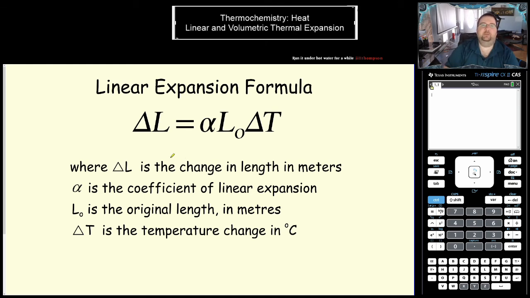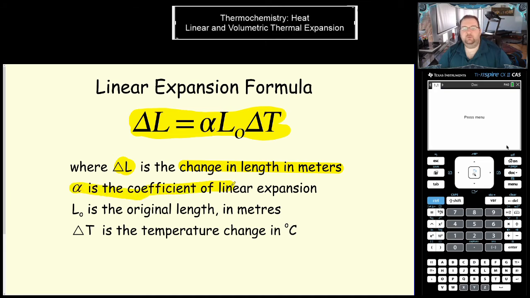Here's our formula. So we have delta L equals alpha L naught, or the original length, times delta T. So let's go through these terms. Delta L is the change in length, right? We know that. We've been dealing with delta for a long time. Delta means change in. Big L is going to be length, right? So delta L is going to be the change in length. And we're going to use meters. Why? Because that's the standard international unit for length.